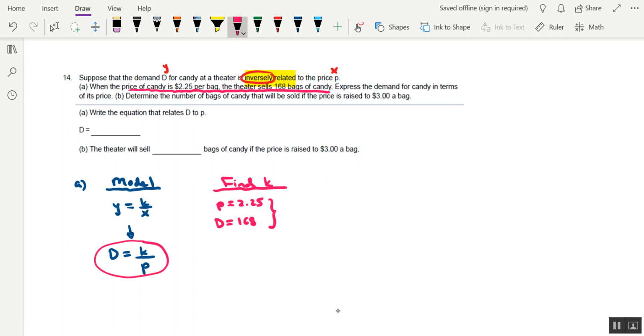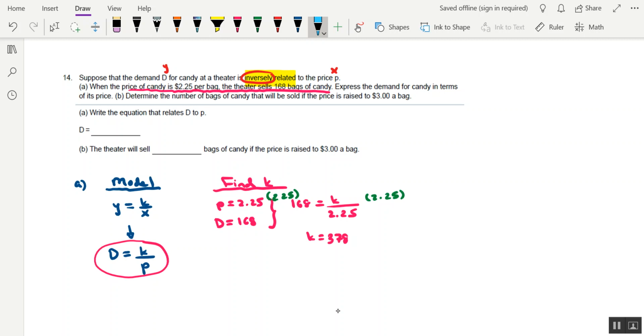So I'm going to replace d with 168. We'll leave k as is, and underneath k we're going to divide it by $2.25 or 2.25. Now you can multiply each side by 2.25 to solve for k, which is what we want to do. And when you do so, you're going to get k is equal to 378. So now that we have k, we can be a little more specific about the model that we got in the first part of the solution.